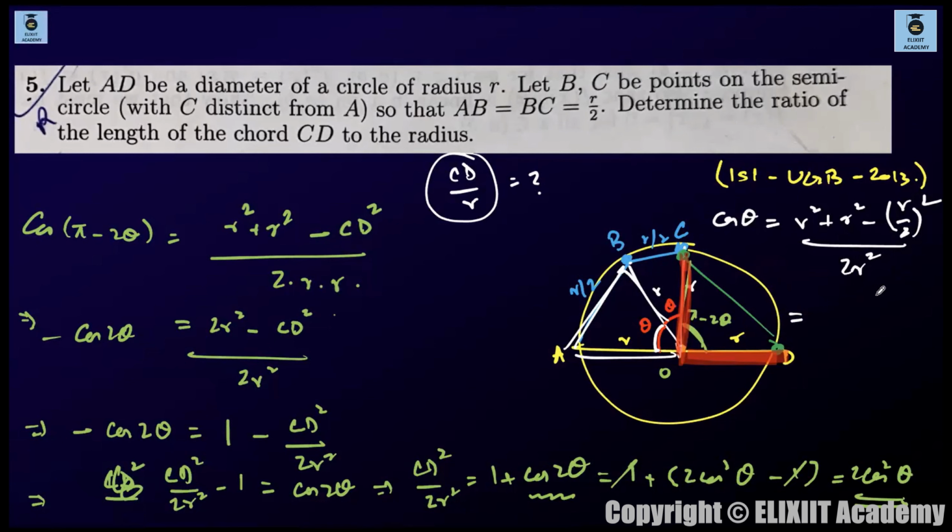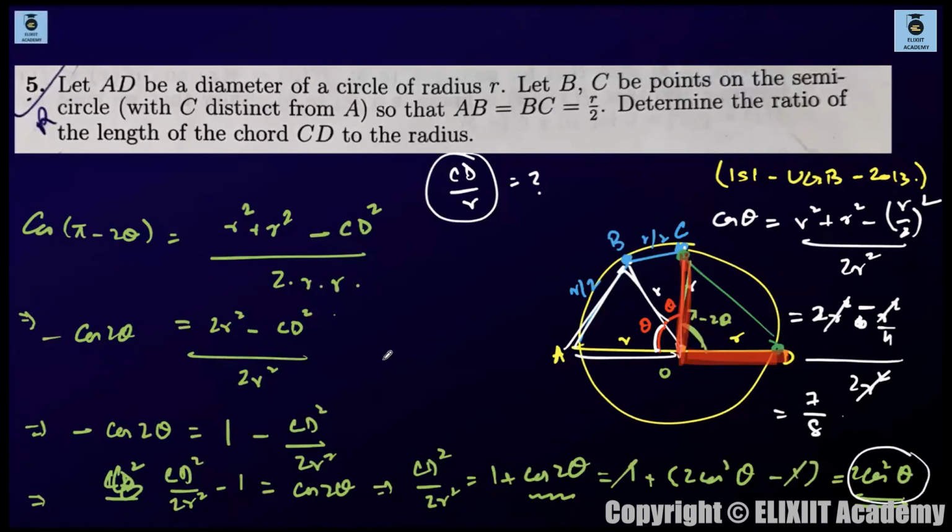Chalo, what is this? R square plus R square means 2R square. This is 2R square minus R square by 4, upon 2R square. So how much is this? So what we can see from here is the R square terms are cancelling. We are left with 2 by 4, that is 4 by 8, and this is 2R square, so 8 minus 1, 7 by 4, divided by 2. So 7 by 8 is remaining. So we have got the value of cos theta. Cos theta is 7 by 8.